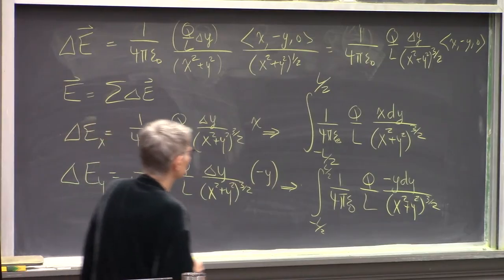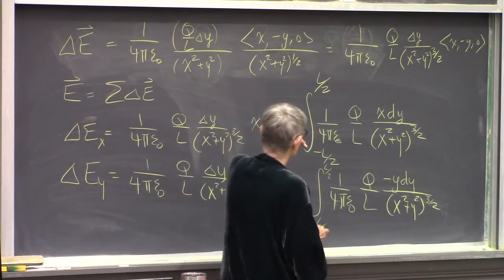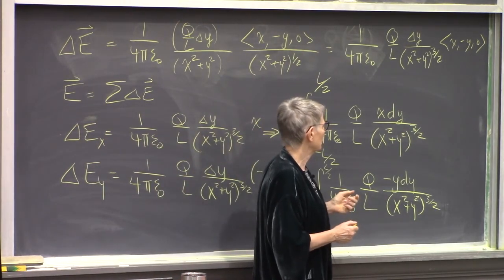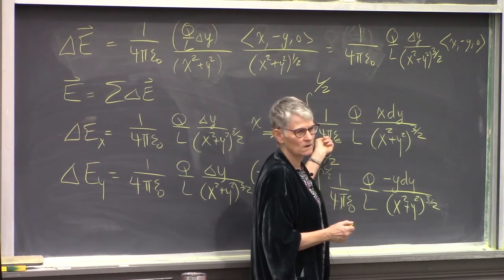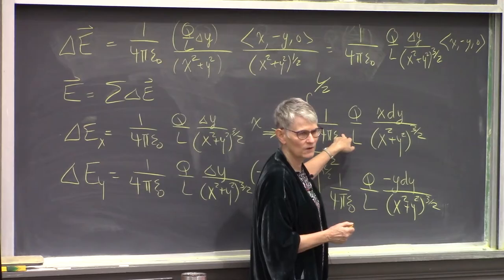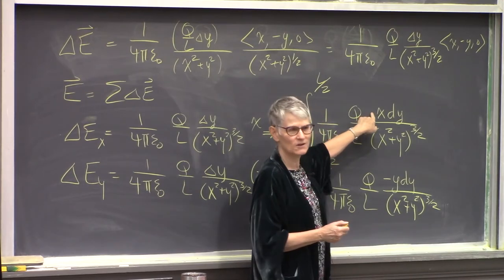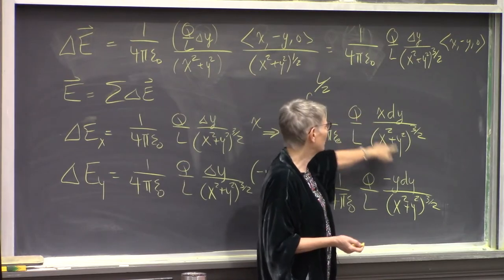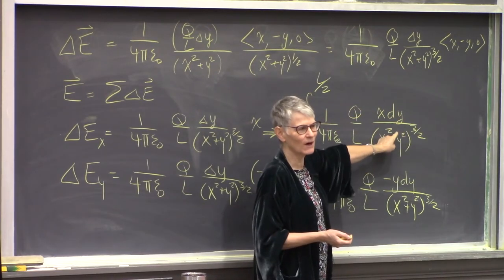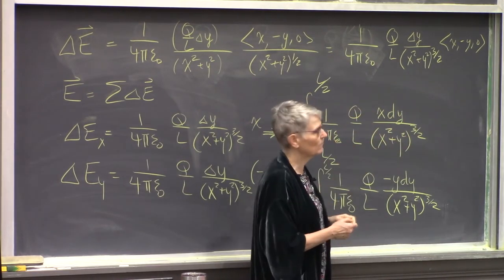Now, which of this stuff is constants? 1 over 4 pi epsilon 0 is a constant. Q and L are both constants. X is a constant. That's right. So the only thing that's varying here is y. Y is the only variable.